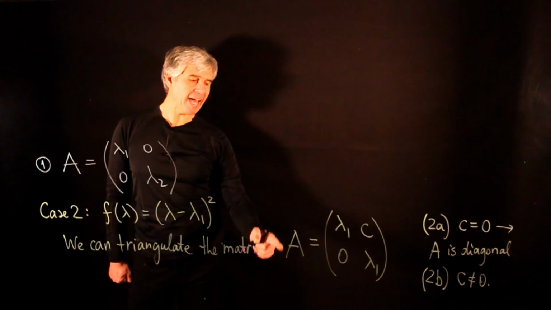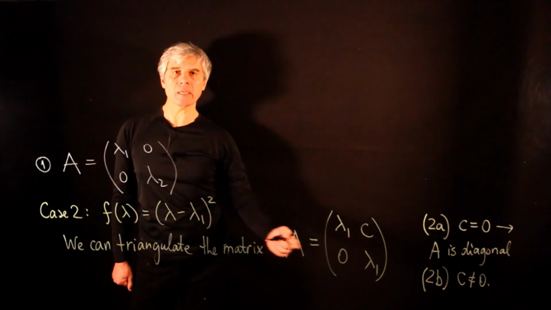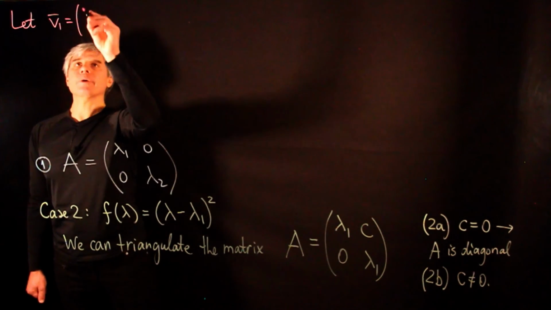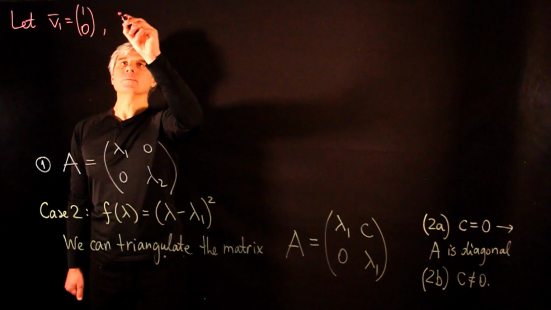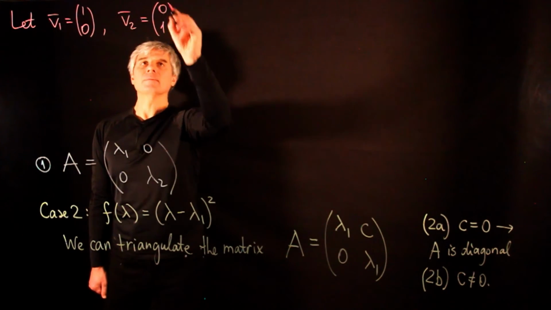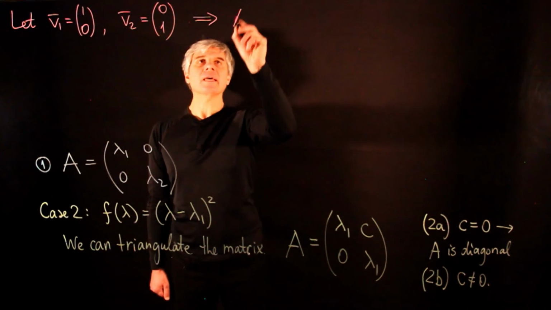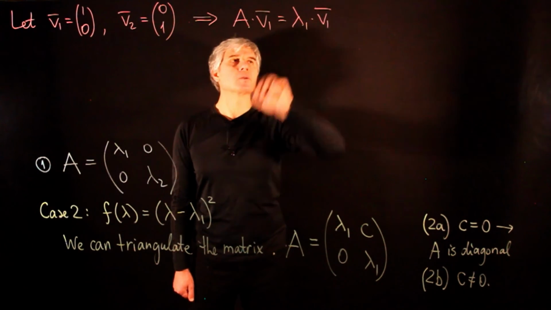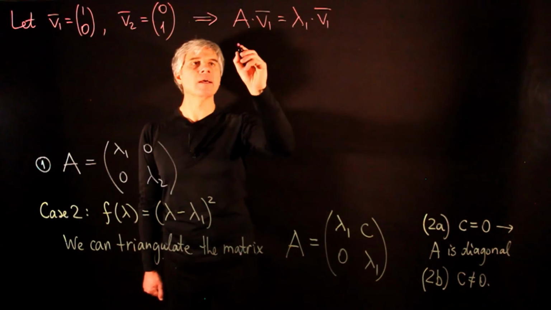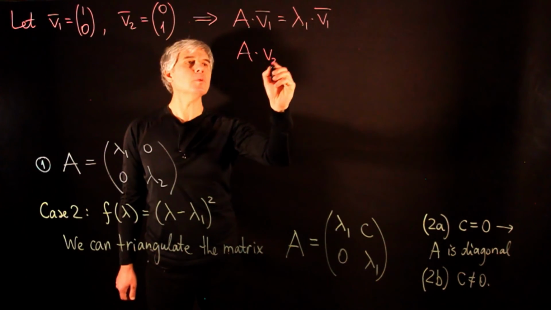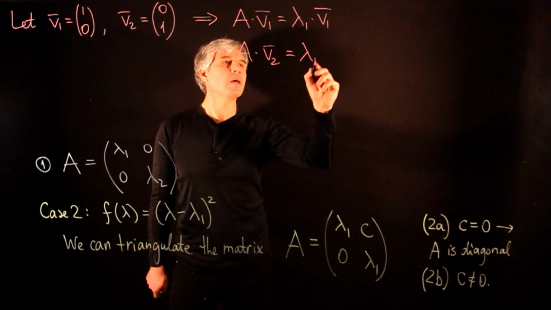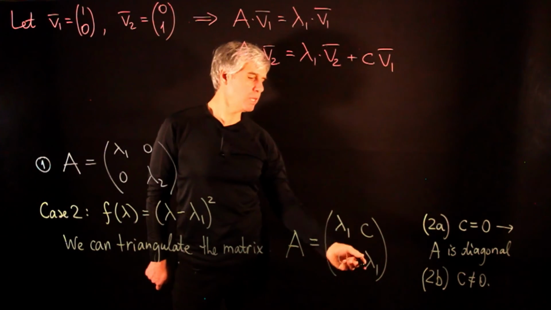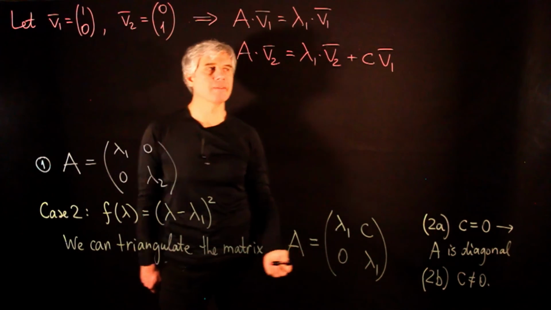Let us describe the action of this triangular matrix A on the basis vectors. So let us take v1 to be the first basis vector and v2 to be the second basis vector. Then we see that A times v1 is equal to lambda 1 times v1. So the first basis vector is an eigenvector, and A acting on v2 will be lambda 1 times v2 plus c times v1. We read this from the second column of matrix A.